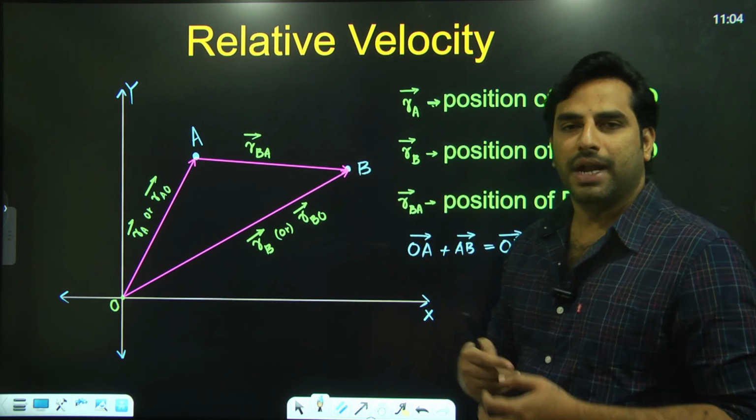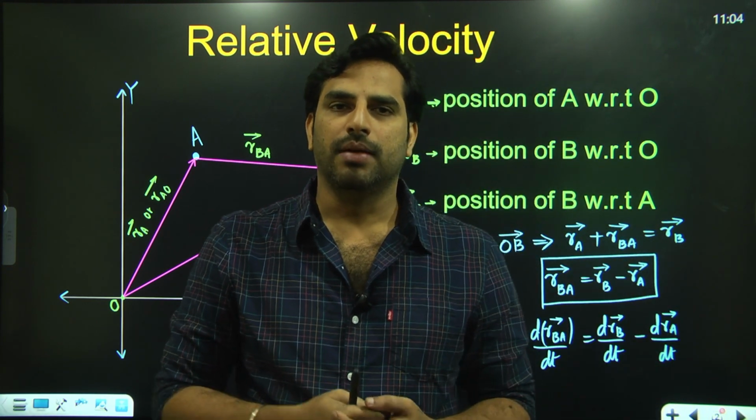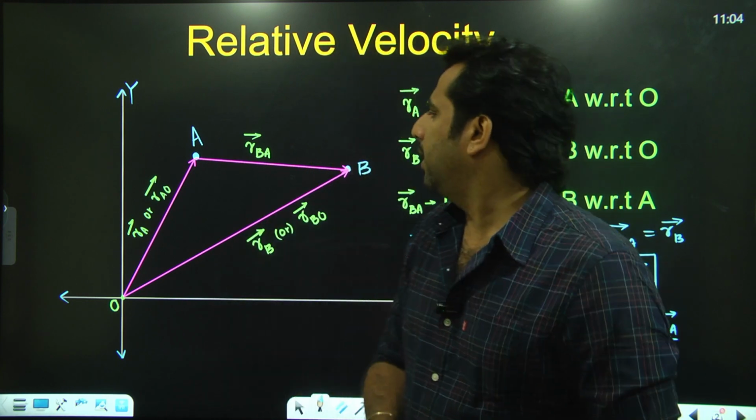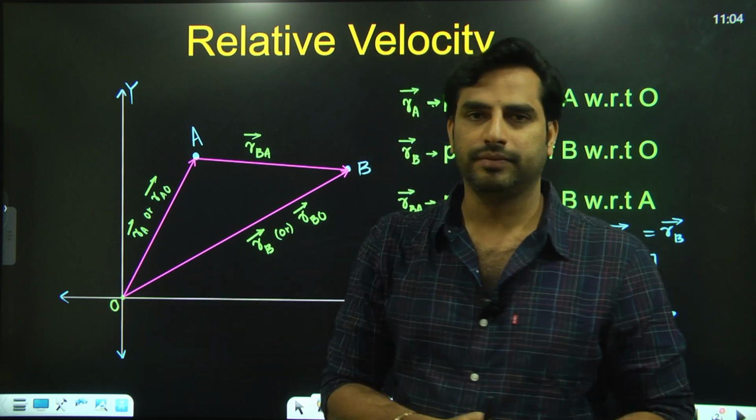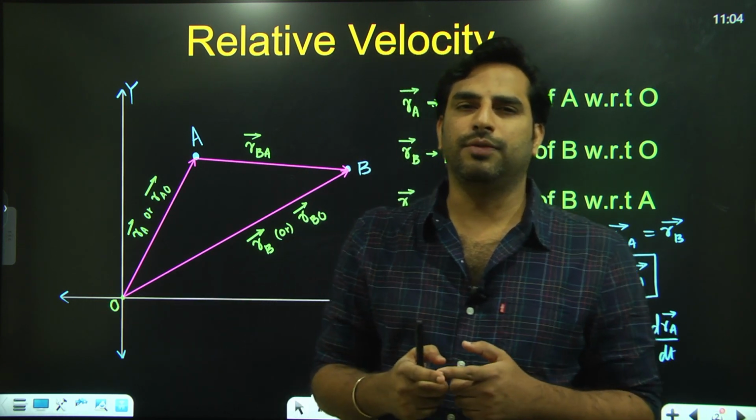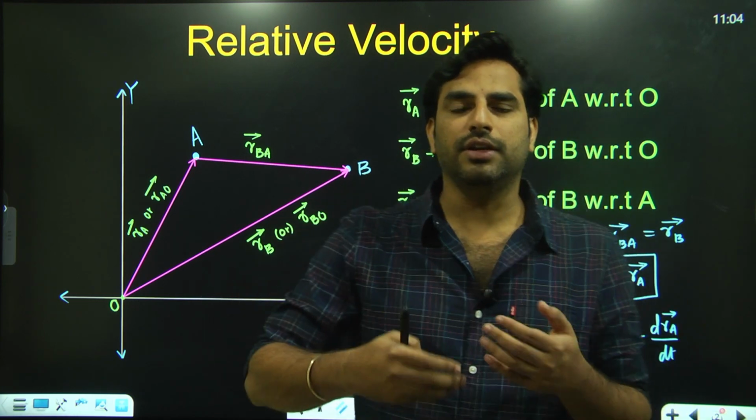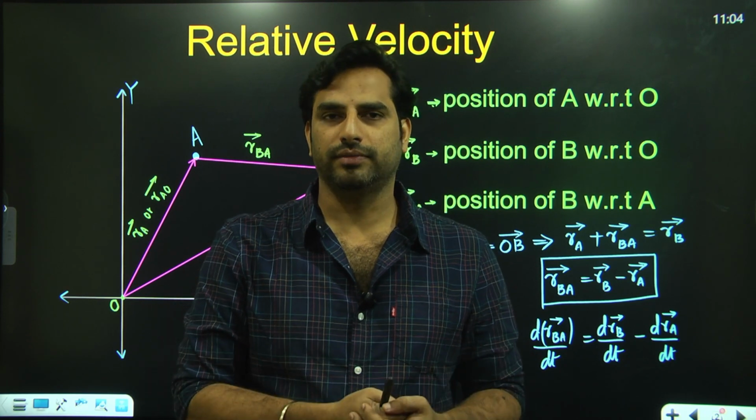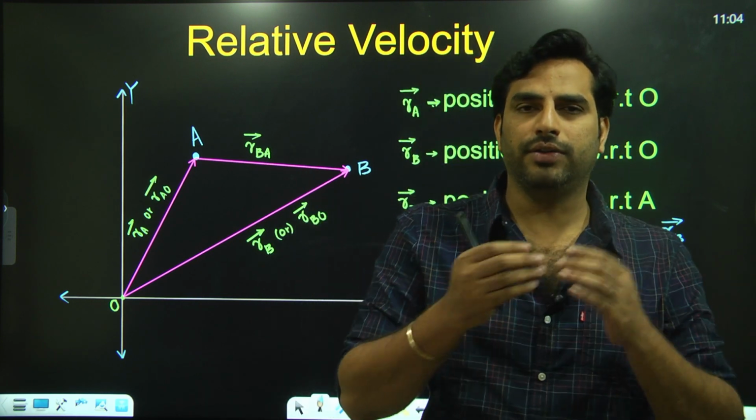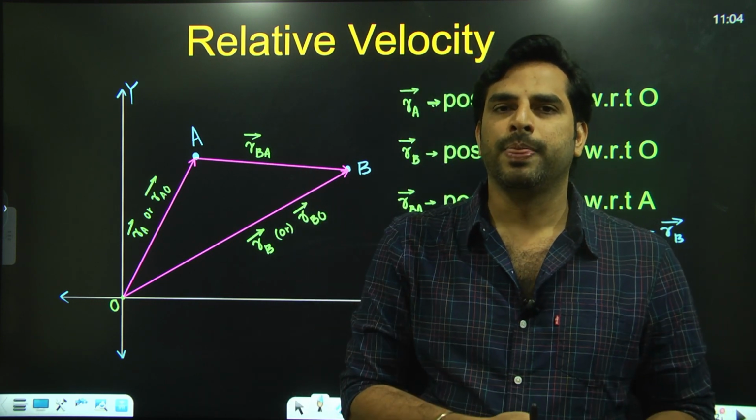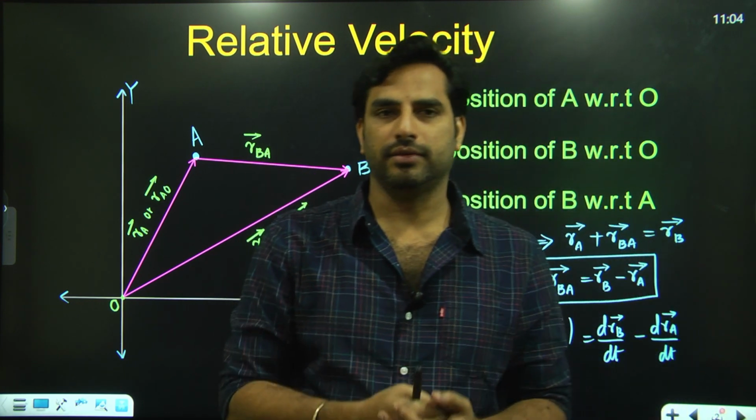Suppose the points A and B, or the particles A and B, are moving in space. So A has got certain velocity, B has got certain velocity, and velocity of A is nothing but the rate at which position of A changes as seen from origin. So VA bar is velocity of A with respect to origin. VB bar is velocity of B with respect to origin. Now if I know the velocity of A and velocity of B with respect to origin, I can easily find out the relative velocity of B with respect to A.